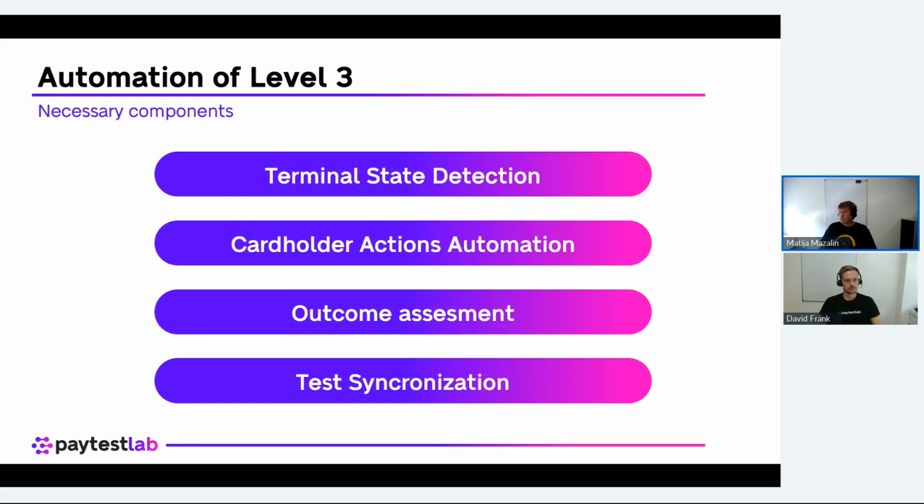So that's it. These are the things we need to do. We need to detect the state. We need to act instead of a tester or a card holder. We need to assess the outcome, and we need to synchronize the test. We need to know where we are, which test cases were already executed, what we need to execute, and what the results were.